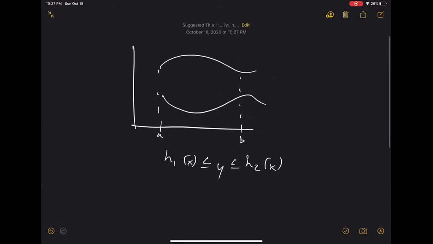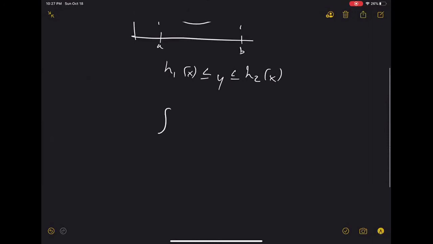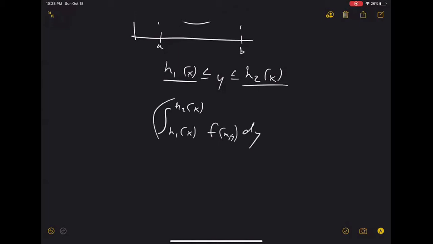How do we set this double integral up? For this type 1 case, we're always going to do the y integral inside. We're going to put h2, whatever the upper bound is, in our upper limit of integration, and whatever the lower bound is in our lower limit of integration. Then our function goes in here, whatever our function is. That's our inner integral. Then our outer integral will be the x integral, and the bounds here are our constants a and b.